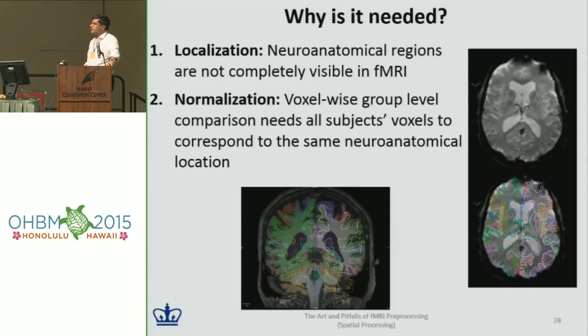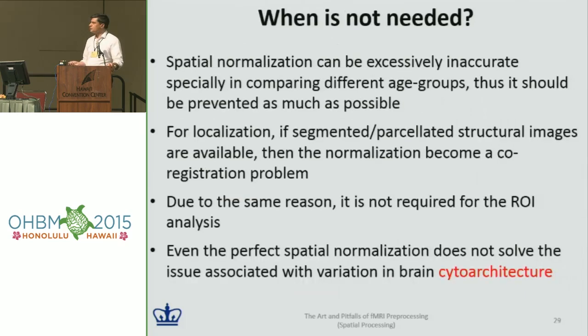Let's move to the spatial normalization. There are two types of spatial normalization, localization or normalization. Localization means neuroanatomical regions are not completely visible in fMRI. So therefore, you need another technique to come in and tell you what part of the fMRI data belongs to which anatomical locations. And normalization is for when you want to compare a bunch of people in your study to another bunch. Therefore, you need to put all the subjects in correspondence to each other. Usually, they don't separate these two, but you have to understand that these are two different things, two different problems, and they have two different solutions.